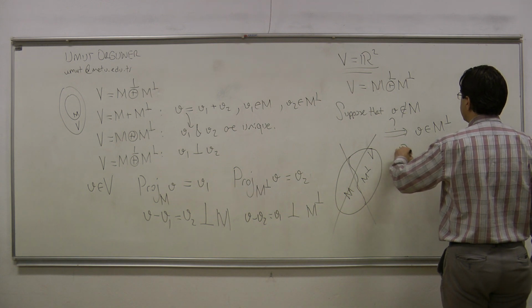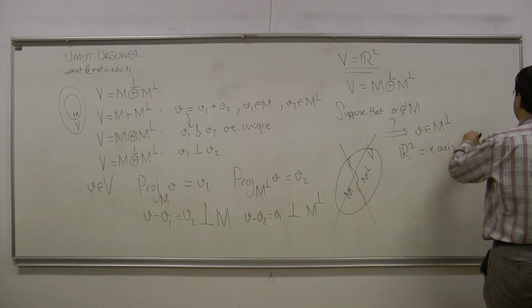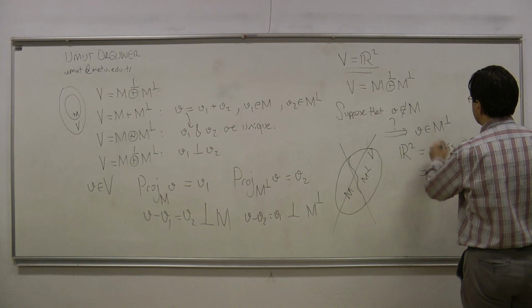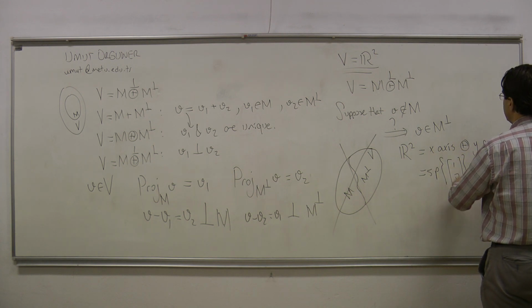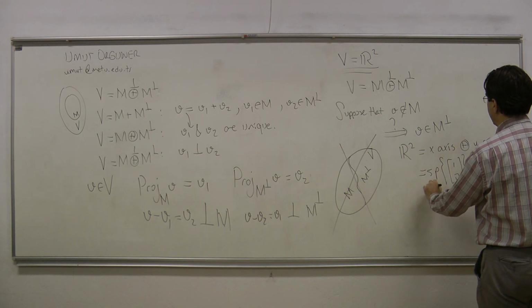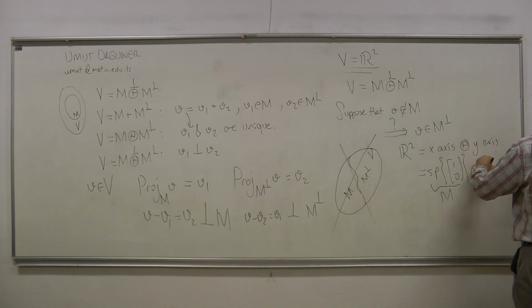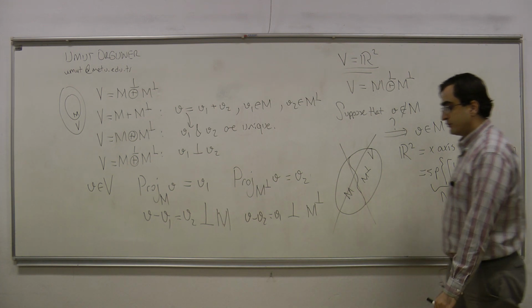So I know that R2 is the x-axis and y-axis. Or instead of this, I can write span of (1, 0). This is my x-axis subspace. This is my M. And the y-axis is span of (0, 1). Okay? And this is my M orthogonal complement. You see that this vector is always orthogonal to that vector, etc.